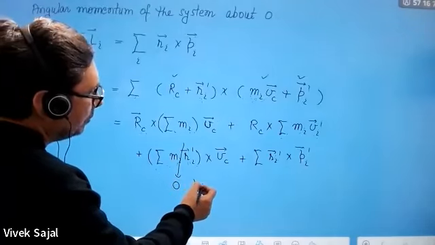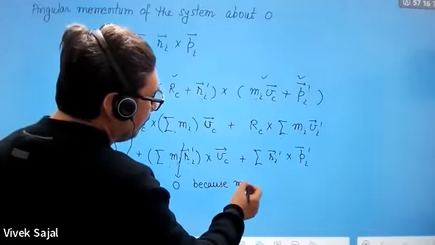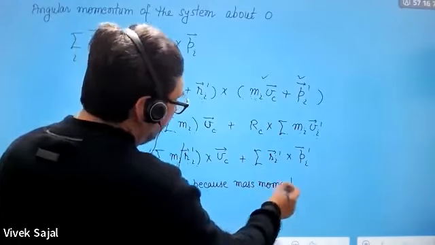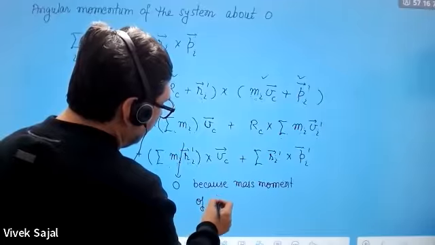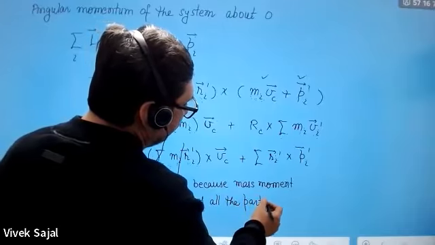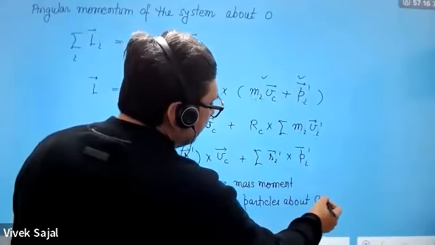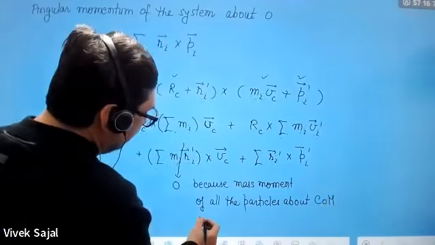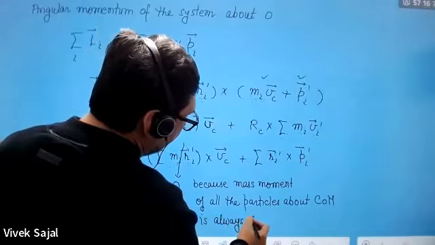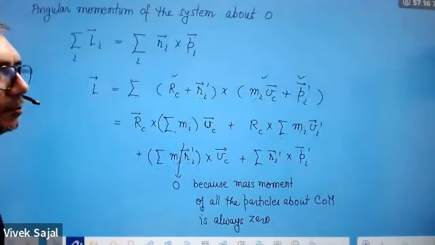Why will it be zero? Because the mass moment of all the particles about the center of mass is always zero. So this term is going to be zero.